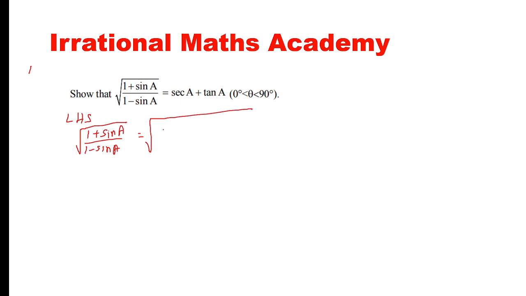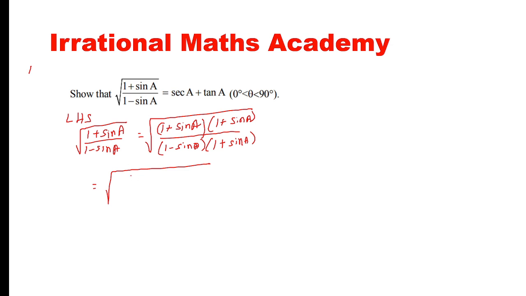Again, for this also, I'll do the rationalization only. So under root of 1 plus sin A on 1 minus sin A. If you see here, the denominator is 1 minus sin A. When I want to rationalize here, I multiply by 1 plus sin A by 1 plus sin A. So under root, 1 plus sin A into 1 plus sin A, what do you get here? 1 plus sin A whole square, by 1 minus sin A into 1 plus sin A. What I'll get here? 1 square minus sin square A.